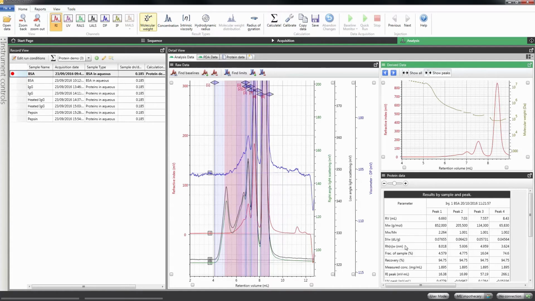We can also look at intrinsic viscosity, which is a measure of structure, and that gives us hydrodynamic radius, which is what we're more likely to be interested in.